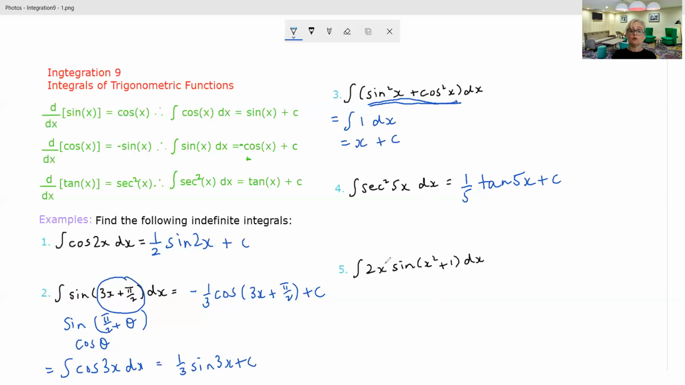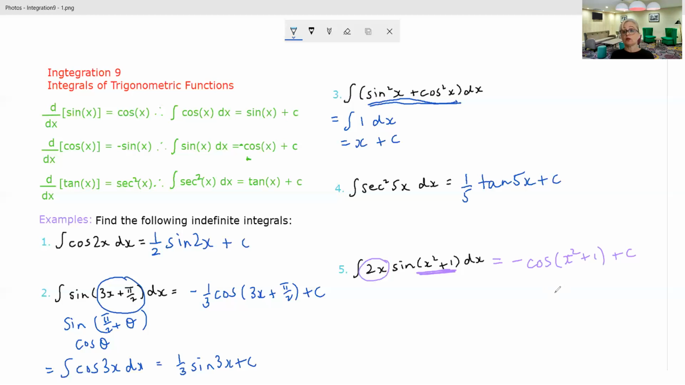This one here, again, we've got another chain rule in reverse situation. This here is a composite function. We've got sine of x squared plus 1. The derivative of x squared plus 1 is 2x. So by using our chain rule in reverse, this is going to be the same as negative cos of x squared plus 1 plus our c. Because if I were to differentiate this, I'm going to go back and get positive sine, and then I'm going to multiply by the derivative of that inner function, which will be 2x. So that's how that basically works there using your chain rule in reverse.